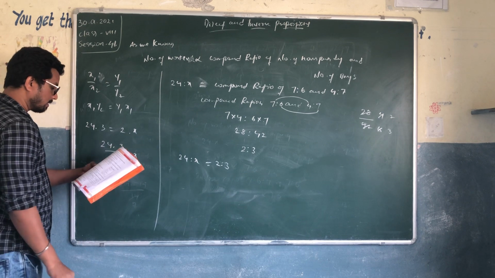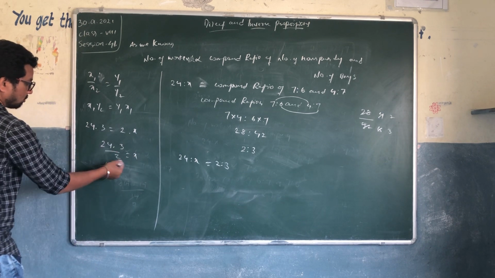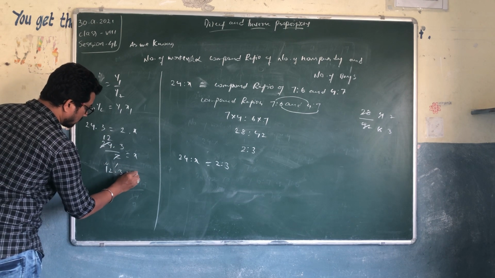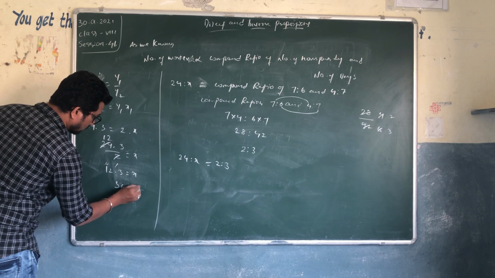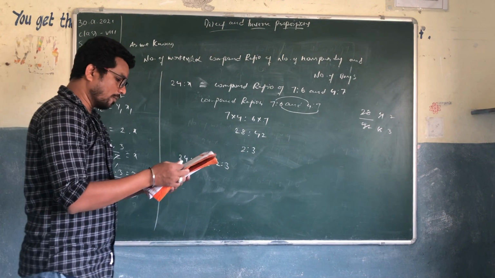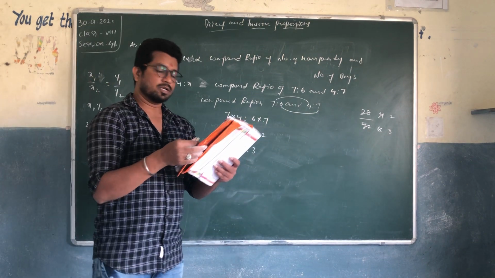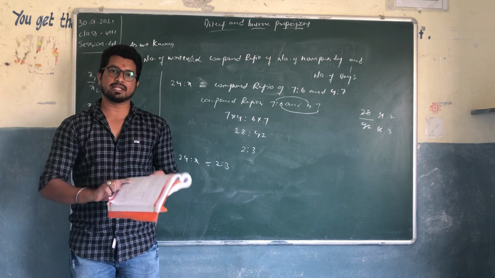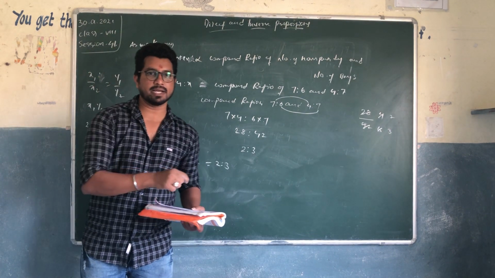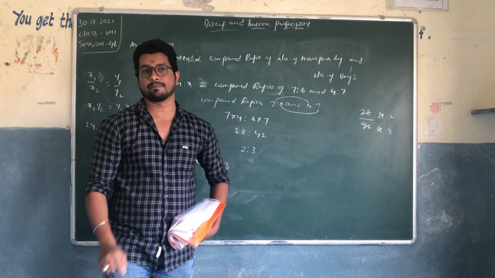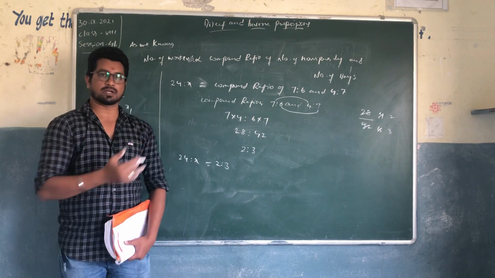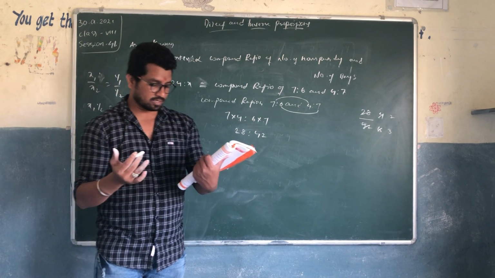Now 24 into 3 by 2 is equal to x. 2 1s 2, 2 12s 24. Now 12 into 3 is equal to x. 12 3s 36 is equal to x. So we got x value as 36, which means how many workers needed? 36 workers needed to complete the given work in 8 days, if they work for 7 hours per day.